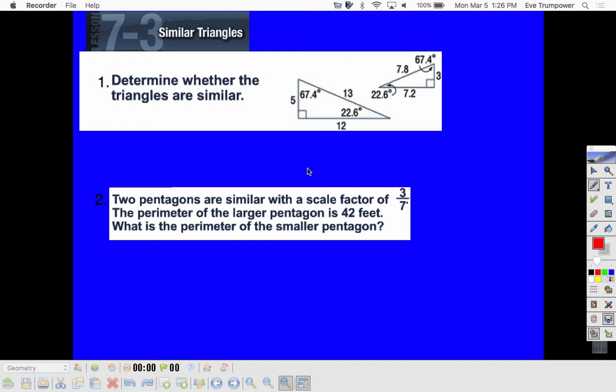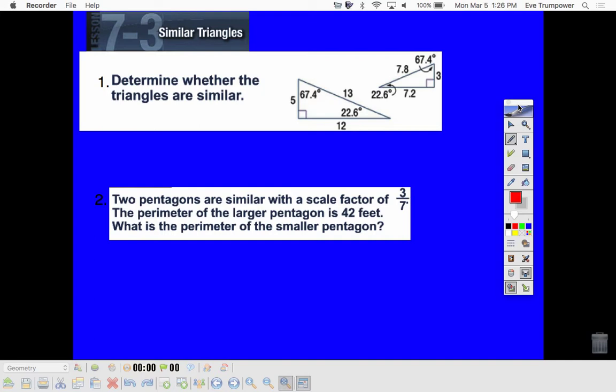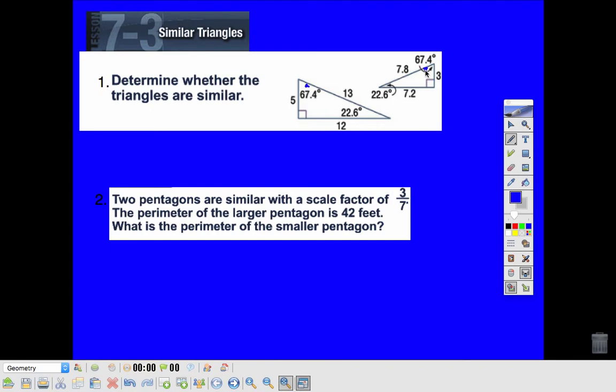So number one, let's check to see if they have the same angles, because to be similar, they have to have the exact same angles in a triangle. So they all have the same angles. Since this is 67.4 and this is 67.2, 22.6, 22.6, we know we're good.